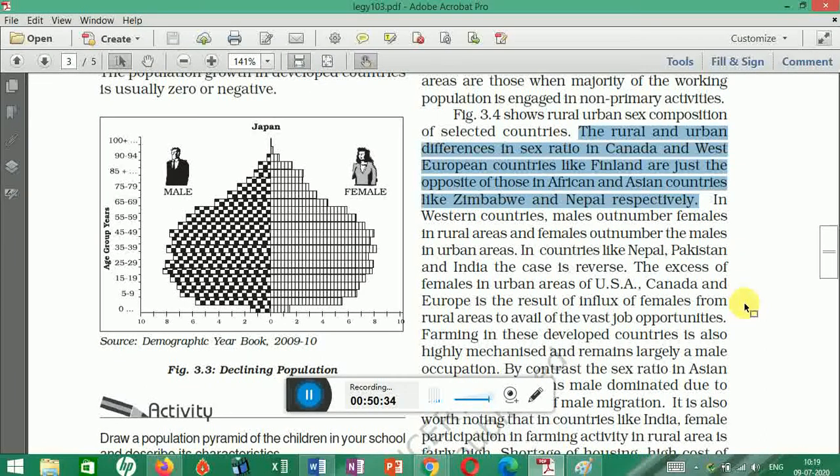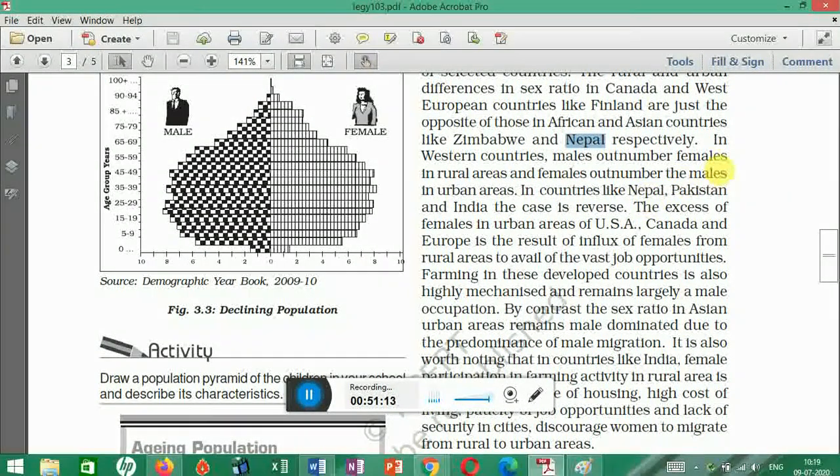See, the differences in the sex ratio between rural areas and urban areas in Canada and West European countries is just opposite to those in African and Asian countries. Okay, so for example, the sex ratio in Finland is quite different from the sex ratio in Zimbabwe and Nepal, opposite. Now let us see, so what is going on in Western countries?